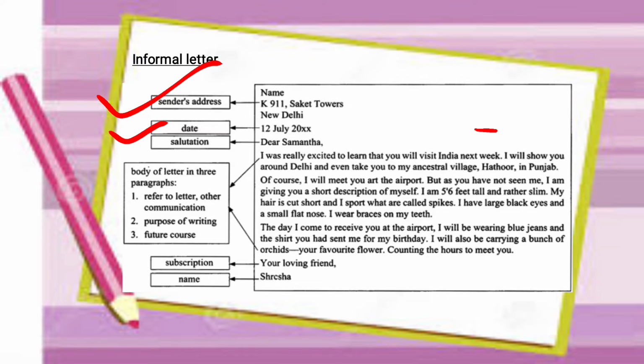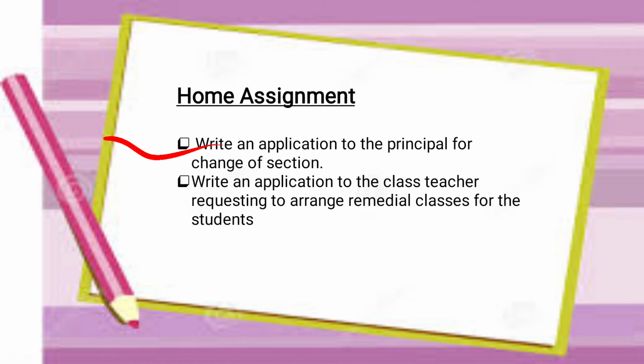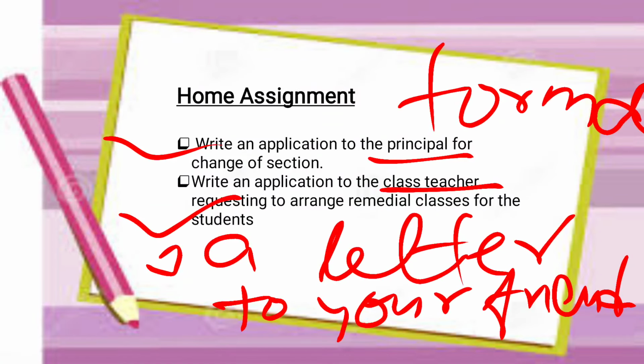So these are examples of formal letters, because one letter you are writing to your principal and another to your class teacher. Yes, the third one is that you have to write a letter to your friend for a birthday invitation. A letter to your friend. Why do you have to write this? You have to write this letter to invite him as your birthday is coming. All right, so these are your work assignments and you have to complete them.